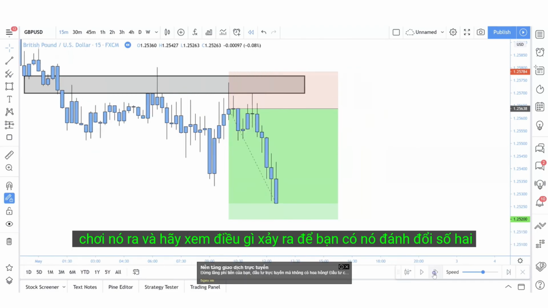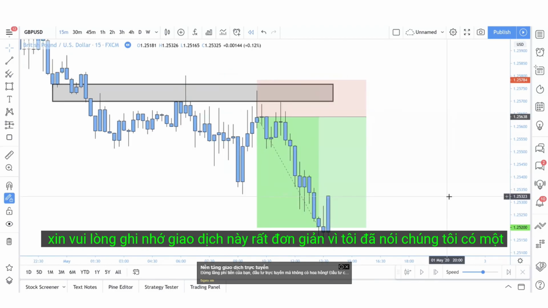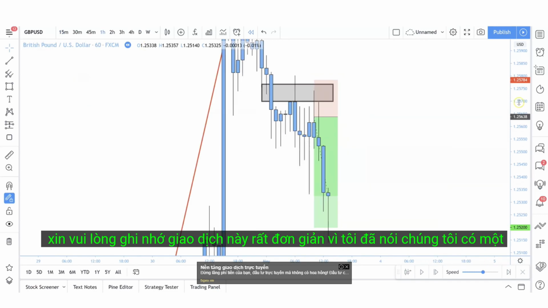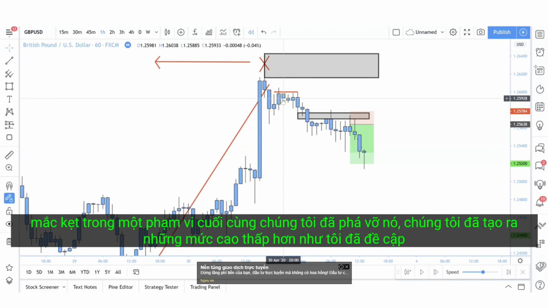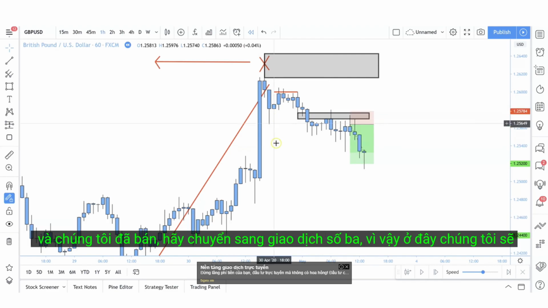So there you have it. Trade number 2. Please bear this trade in mind. Very simple. As I said, we have a very overextended market here. We have an indication of bearish pressure. We got stuck in a range. We finally broke it. We created those lower highs, as I mentioned, and we took the sell. Let's move on to trade number 3.